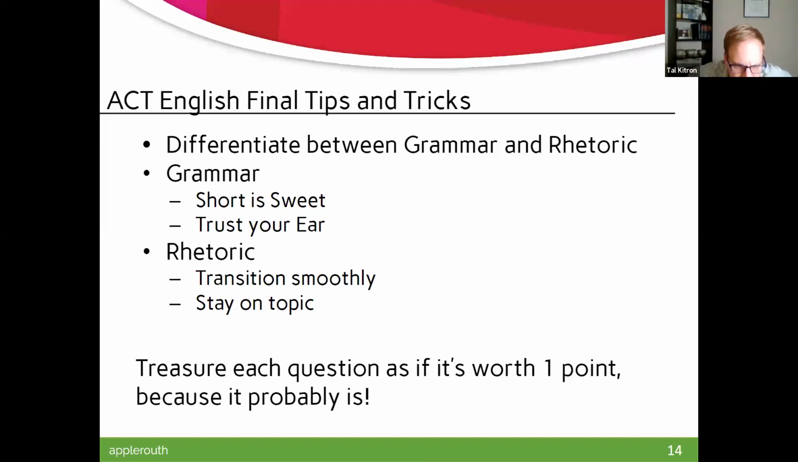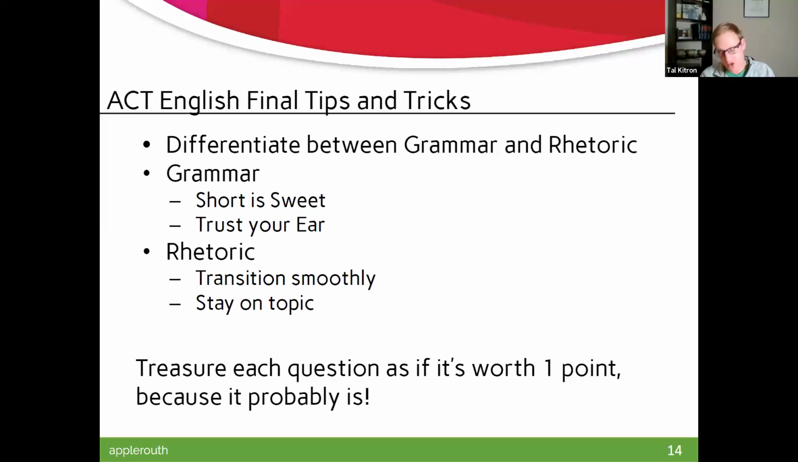So, final tips on English before moving to math. Differentiate between grammar and rhetoric. If a question has a no change, it's probably grammar. If it has an actual question, then it's testing the rhetorical skills. For our grammar topics like punctuation and clauses and possession, we like short answers and you should trust your ear. Whereas for rhetorical skills, it's just, does this addition transition and does it stay on topic?